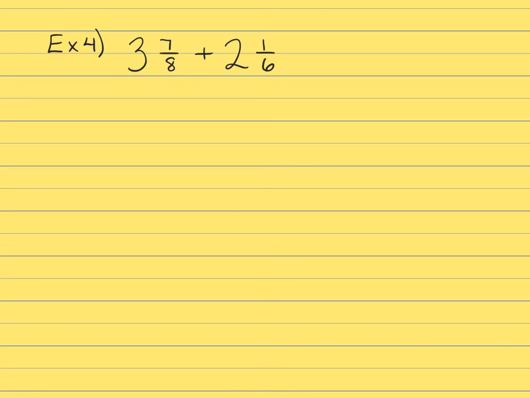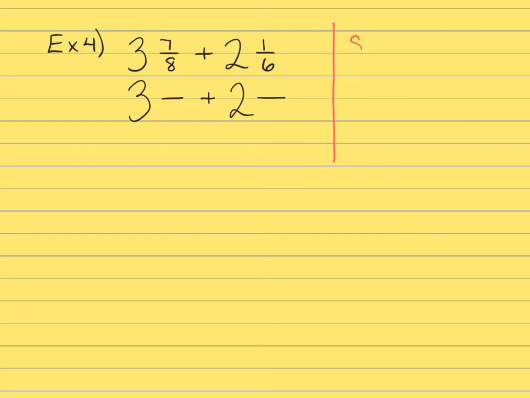Example 4, we have 3 7/8 plus 2 1/6. So you'll notice that we have mixed numbers that we're adding, and they have different denominators. So we'll start out by getting a common denominator. So I can just rewrite my problems, and I'll leave the fraction portions blank for the moment, and I've got to think of a multiple of both 8 and 6. I could always go over to the side and figure this out.